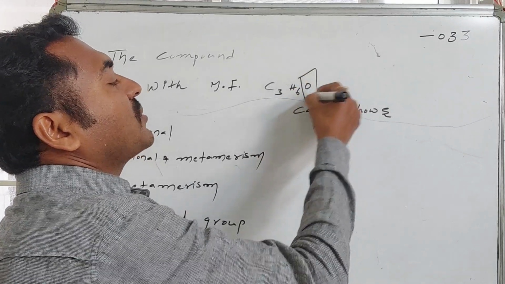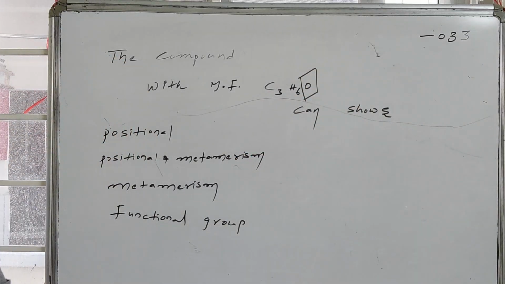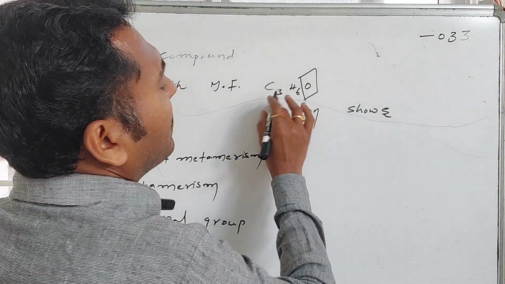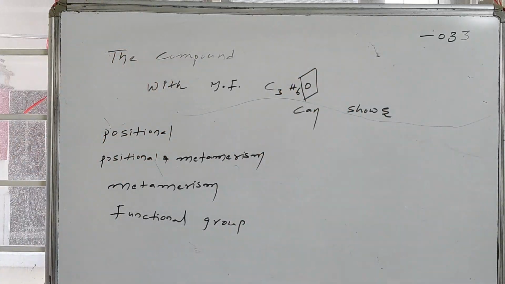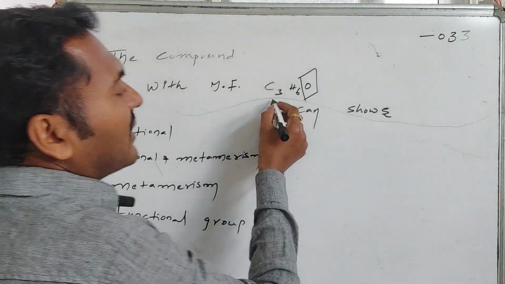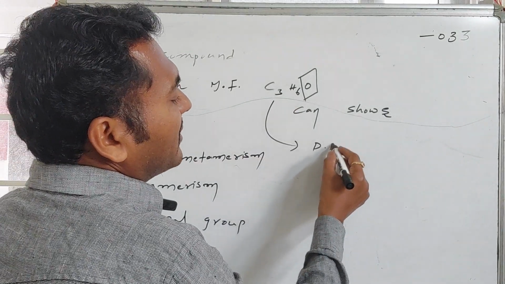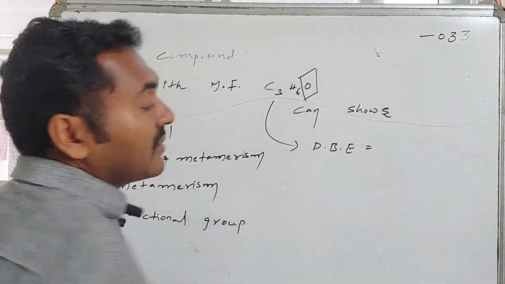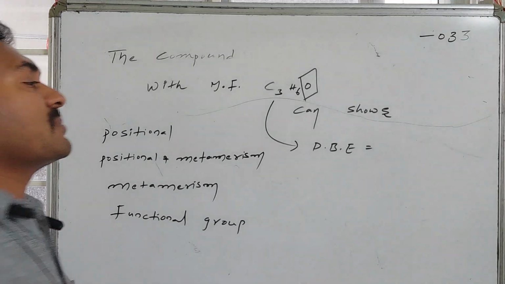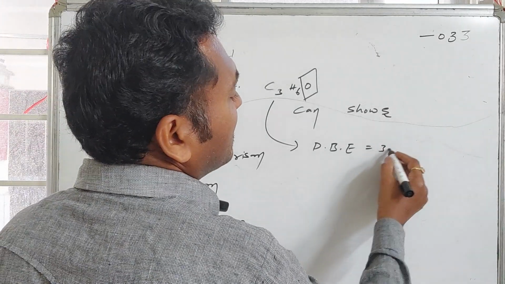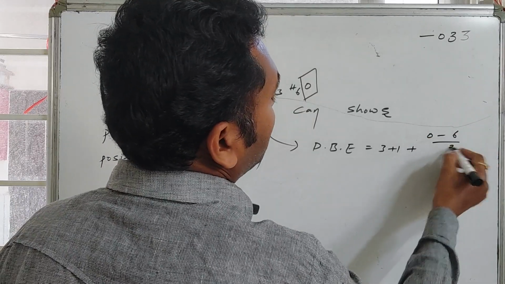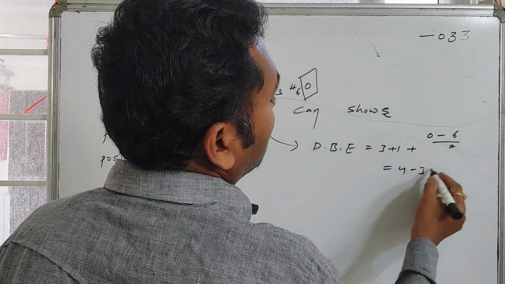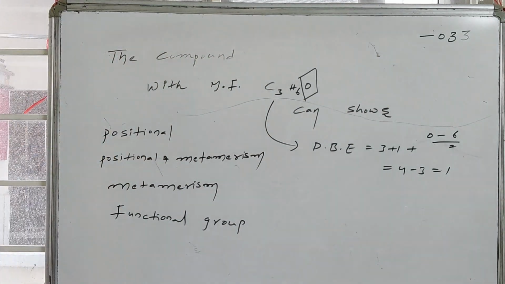Suppose if I keep this O aside for some time, then this belongs to the alkene formula. Alkene stands for double bond equivalence. Generally, if I calculate the double bond equivalence, DBE can be given by carbon plus 1 plus nitrogens minus hydrogens by 2. Carbon plus 1 implies 3 plus 1, plus nitrogens 0, minus hydrogens by 2. This is 4 minus 3 is equal to 1. One double bond equivalence is there.